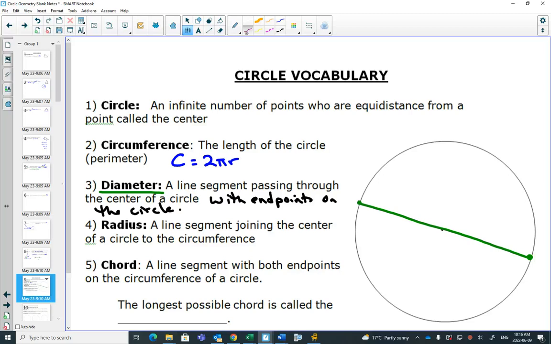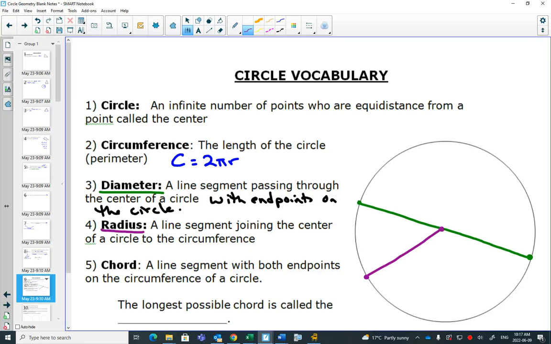I'm going to underline radius in purple. A radius is a line segment joining the center of a circle to the circumference. So any line that goes from the center out to the edge, that's a radius. Any line that goes through the center all the way across, that's a diameter.